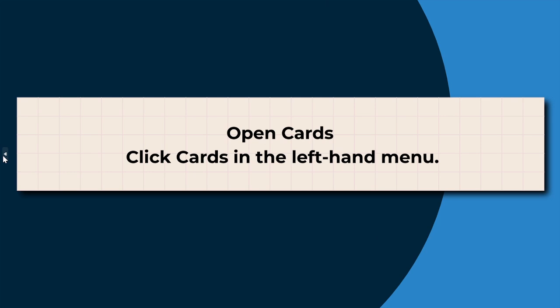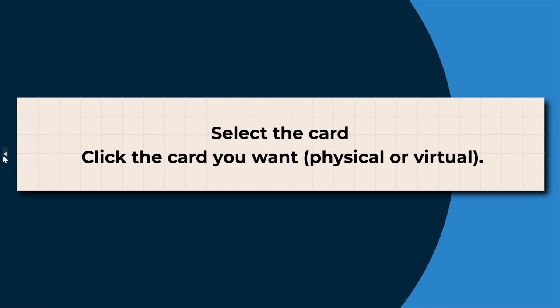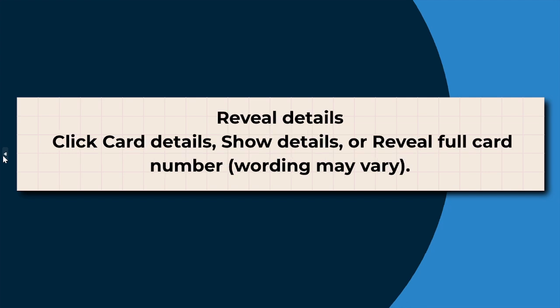Next, identify and select the specific card for which you want to see the details. This is typically done by clicking on the card's name or image displayed on your screen. Once you've selected your card, you'll see the option to reveal its details. This might be a button or link labeled Reveal Details.